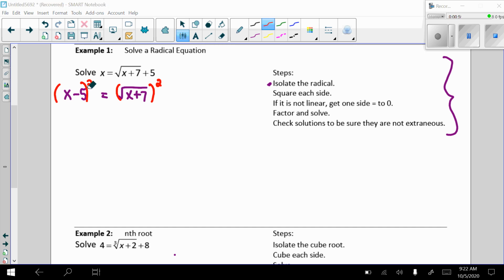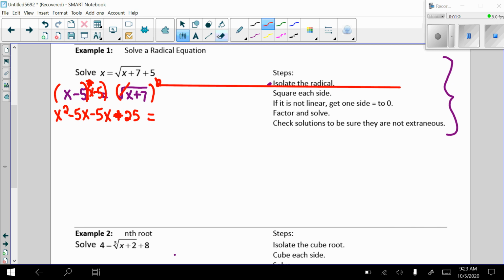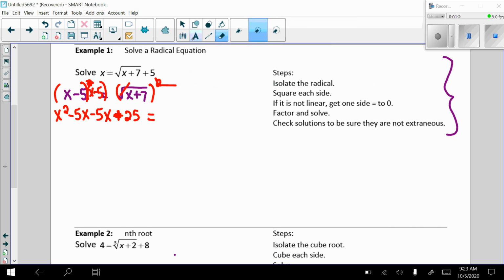What you might want to remember is we're going to actually have to FOIL this, so you may want to write that twice so that you don't forget. In FOILing this, we get x squared minus 5x minus another 5x plus 25 equals, and on the right side, the squaring and the square root cancel each other out. And we just wind up with x plus 7.